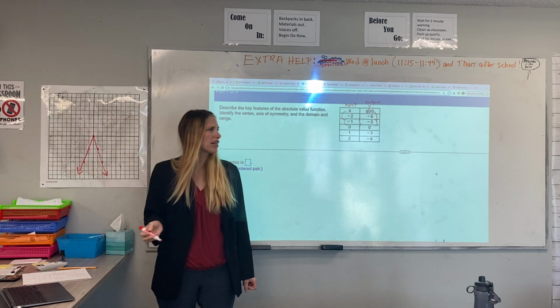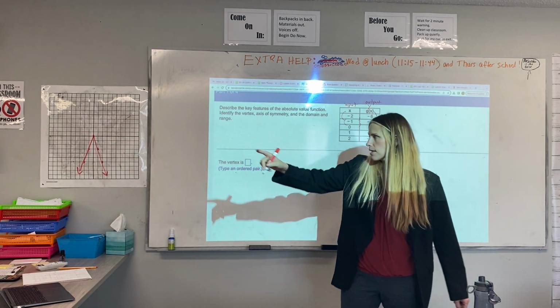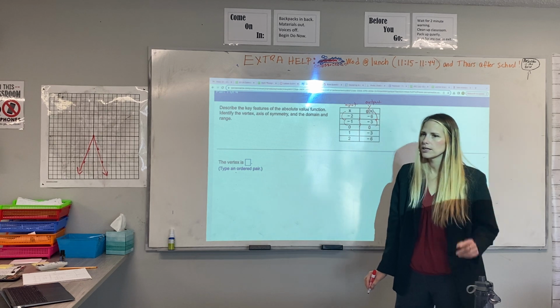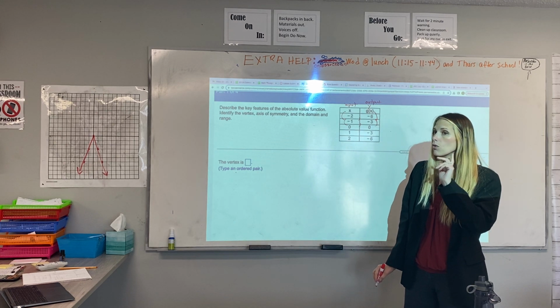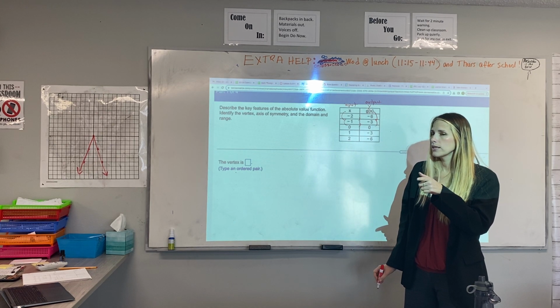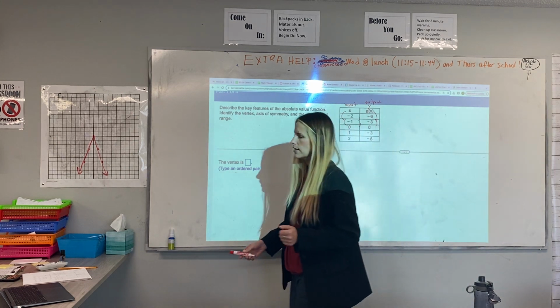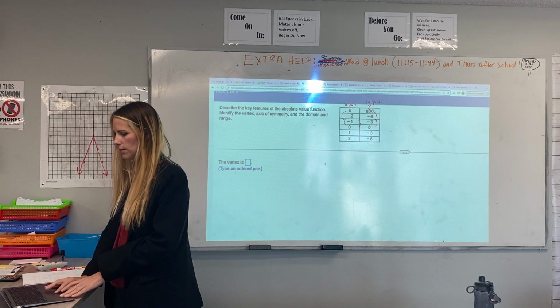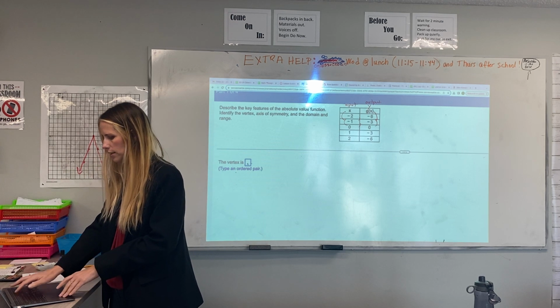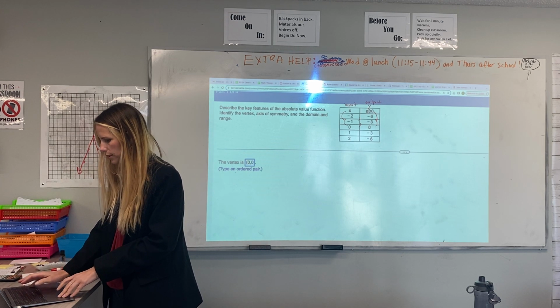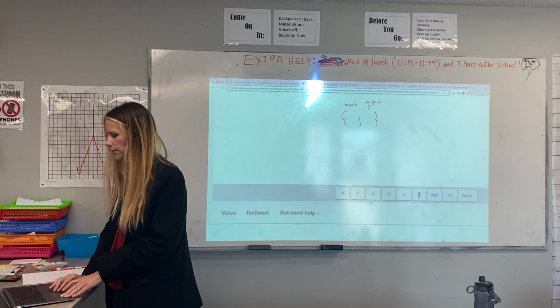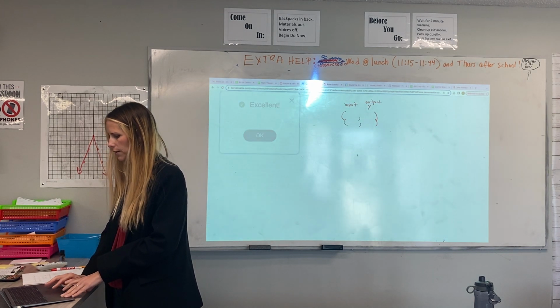First, we're going to identify the vertex. What is the vertex of that absolute value function? 0. What is it? 0. Keep going. 0, 0, right? So the vertex is parentheses, 0, comma, 0.